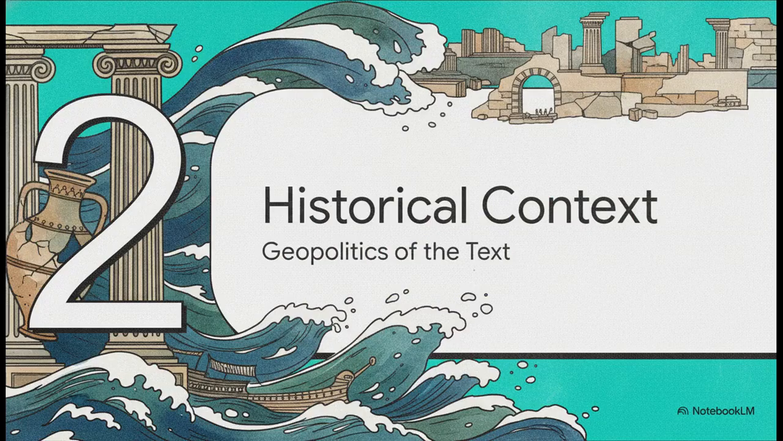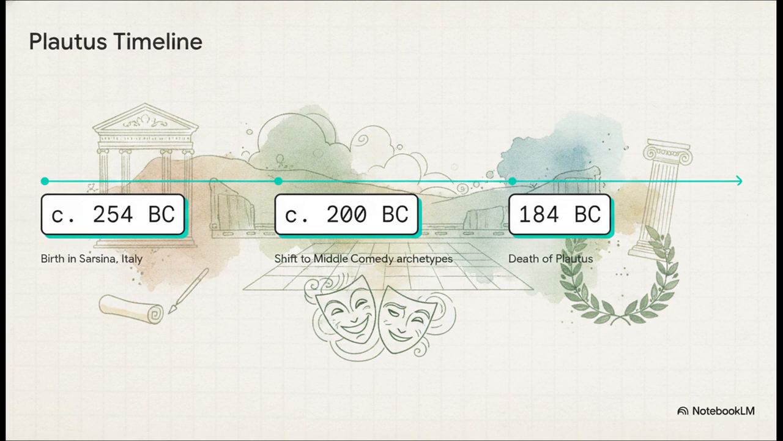Moving on to Section 2, Historical and Cultural Context. You'll see that the setting here is not just a backdrop, but an active, corrosive participant in the narrative conflict. To put this all into perspective, we need to place Plautus on the timeline. Born in northern Italy around 254 BC, his work marks a definitive shift in ancient theater. He decisively moves away from the highly specific political satire that defined Greek Old Comedy and pivots sharply toward the broader, generalized social archetypes native to the Middle Comedy era.